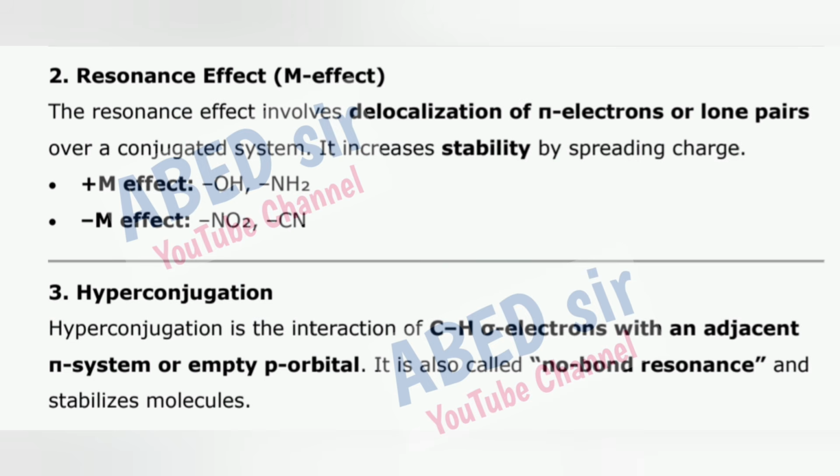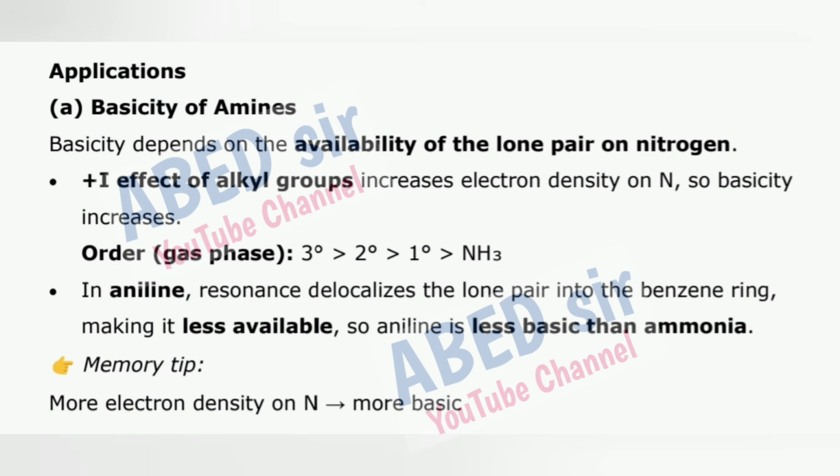2. Resonance effect, M effect. The resonance effect involves delocalization of pi electrons or lone pairs over a conjugated system. It increases stability by spreading charge. +M effect: OH, NH2. -M effect: NO2, CN. 3. Hyperconjugation. Hyperconjugation is the interaction of C-H sigma electrons with an adjacent pi system or empty p orbital. It is also called no-bond resonance and stabilizes molecules.